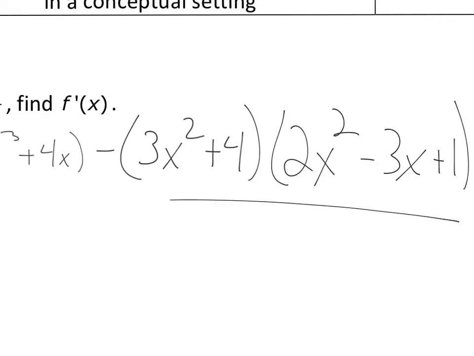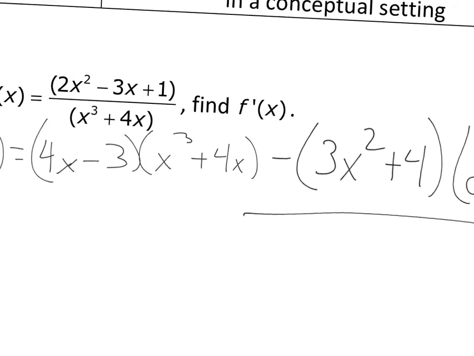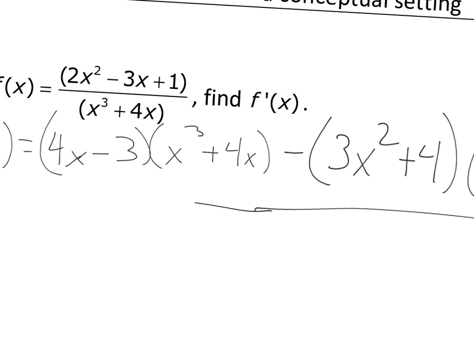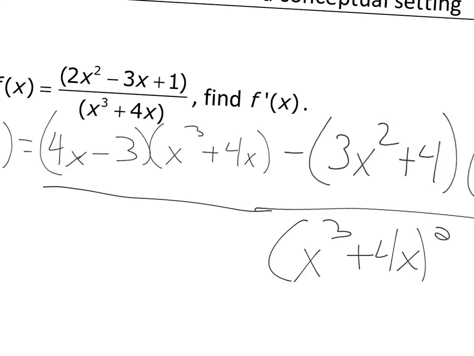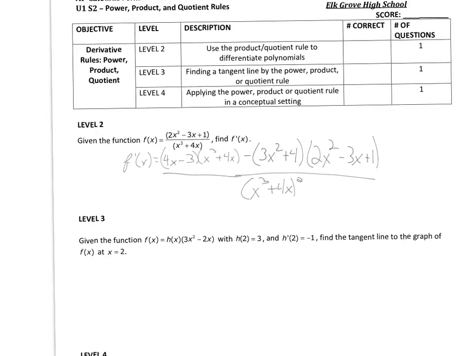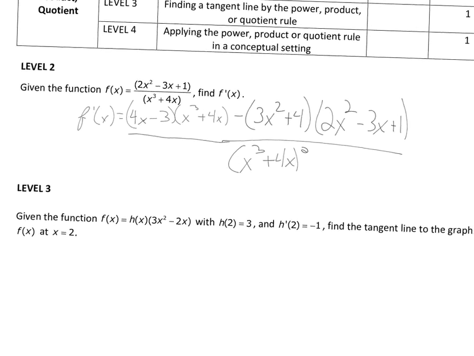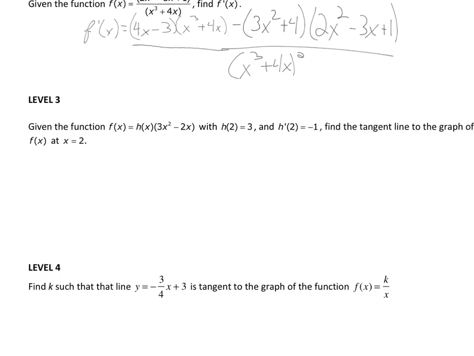And then finally, we will divide all of that by the denominator squared. As mentioned previously in class, there is no real benefit to us simplifying this any further. The only thing that can happen is something bad, and us getting it incorrect.